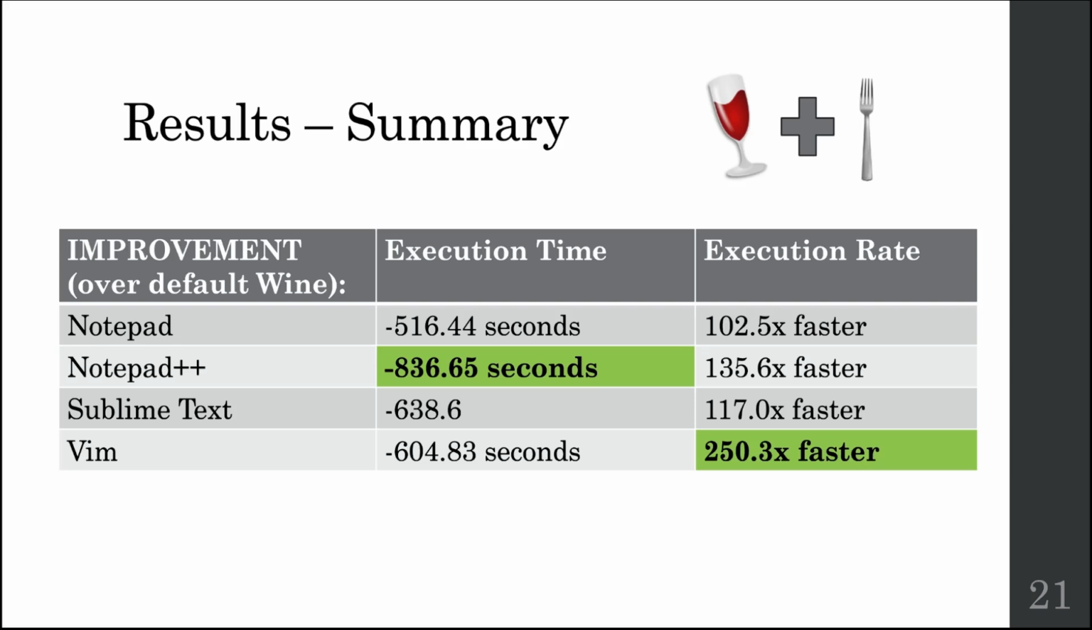Overall, we saw huge improvements with all text editors running in Wine with the Forkserver. Notepad++ saw the largest decrease in total time to completion, where Vim saw the largest rate increase. This proves that running a Forkserver in Wine can drastically increase the rate that you can fuzz test Windows executables.